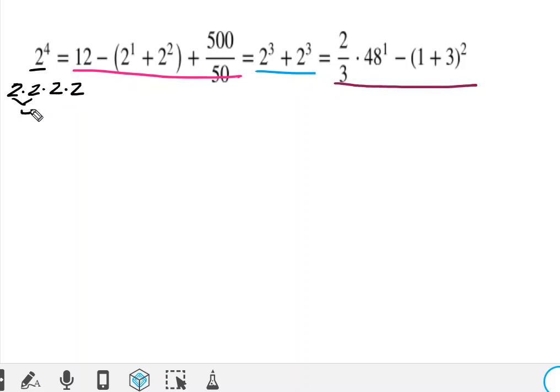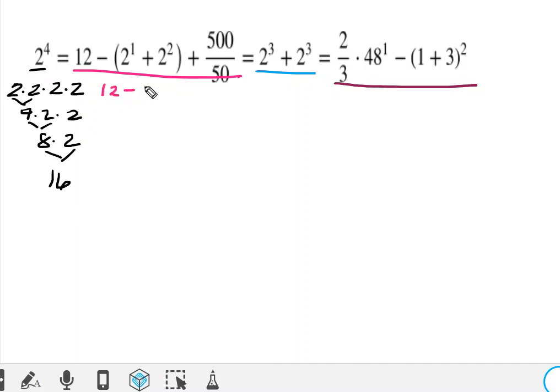Okay, so we have 2 multiplied by 2, multiplied by 2, multiplied by 2. 2 times 2 is 4, times 2 times 2. 4 times 2 is 8 times 2. 8 times 2 is 16. So we're looking for all these expressions to be equivalent to 16. Next one, let's go ahead and rewrite this.